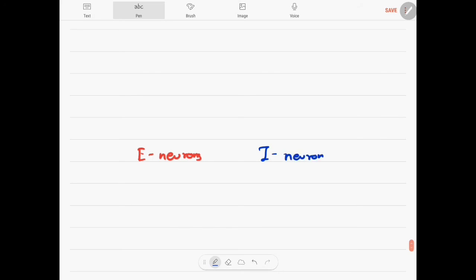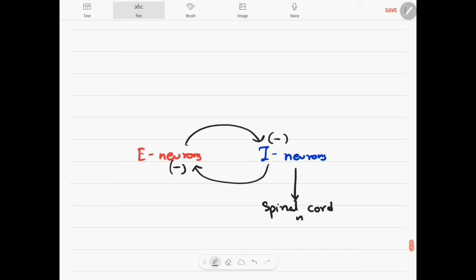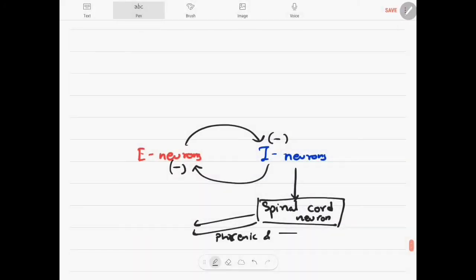Inspiratory neurons. How are these innervated? Reciprocally, right? They reciprocally inhibit each other. Now the inspiratory neurons, via the spinal cord neurons, send signals via the phrenic and intercostal nerves, which will supply the lung and the diaphragm.